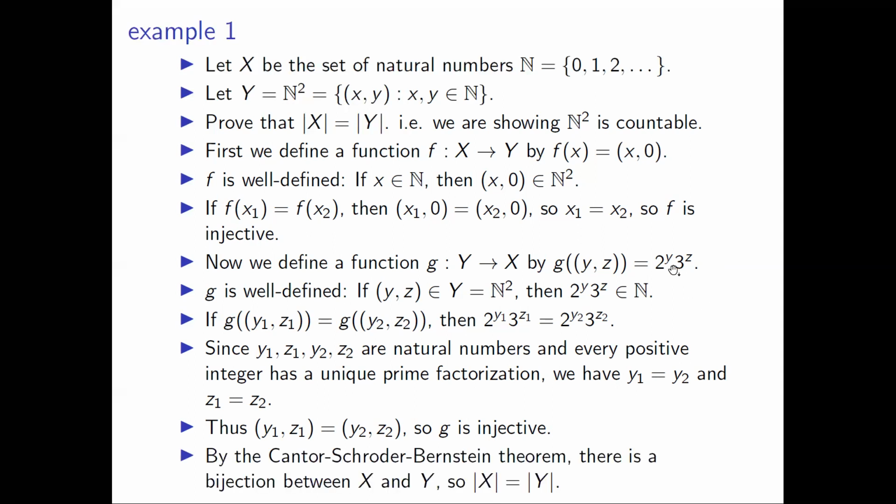And we showed that there's an injection from x to y and an injection from y to x. So this means that there is a bijection between x and y. In other words, the cardinality of x equals the cardinality of y by the Cantor-Schroder-Bernstein theorem.